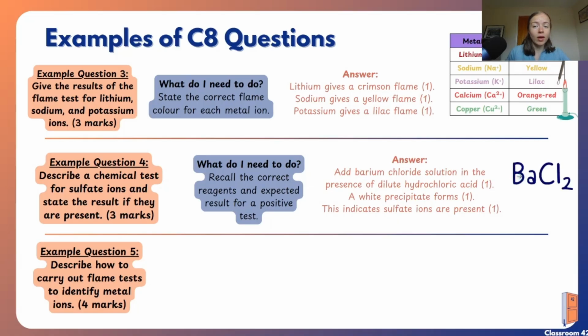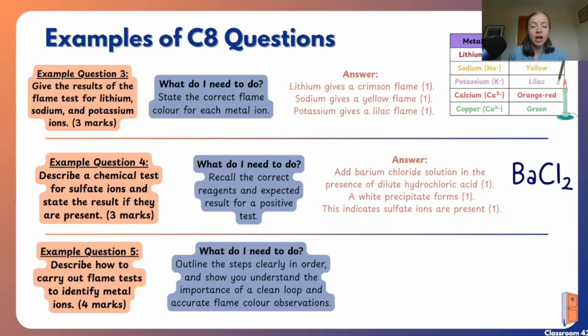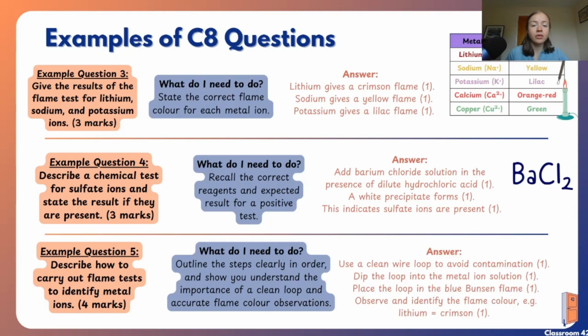And question 5 is describe how to carry out flame tests to identify metal ions. So outline those steps clearly in order and show that you really understand the importance of different parts of the method. So that could be the importance of using a clean loop in order to produce an accurate flame colour. So use a clean wire loop to avoid contamination.